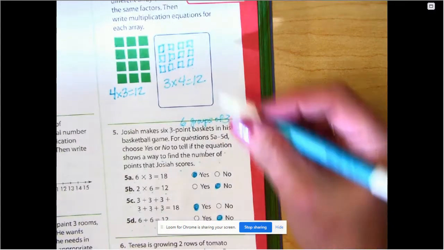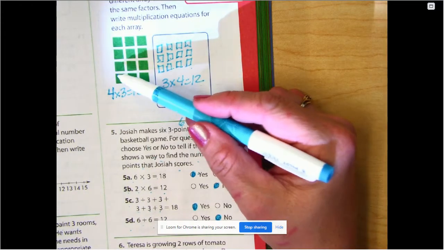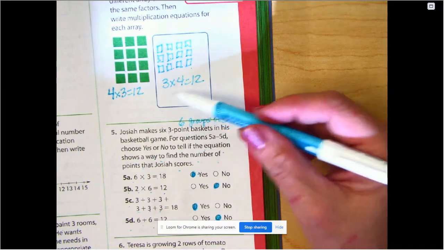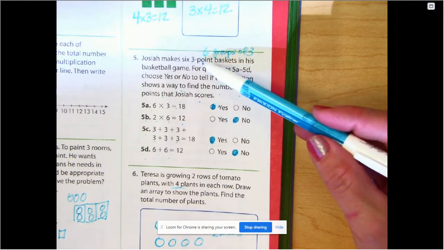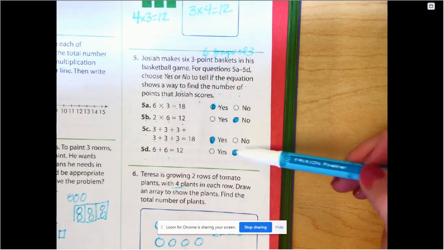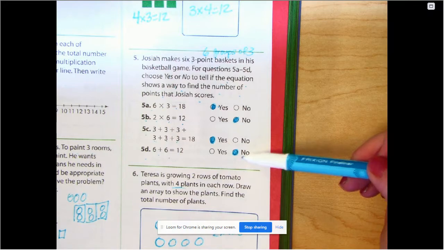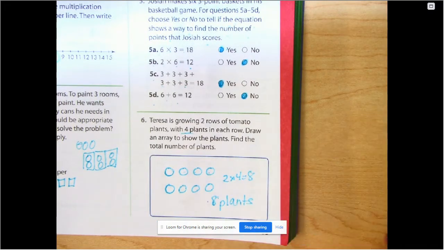All right, so at the top we did the commutative property. We did 3 groups of 4 to be like 4 groups of 3. Write the problems down below. Then we answered on 6 groups of 3. Yes, no, yes, no. And then on number 6, we drew 2 rows of 4. 2 times 4 equals 8.